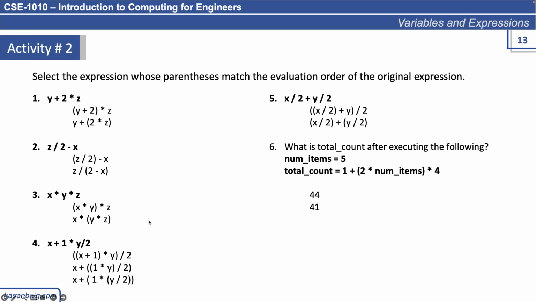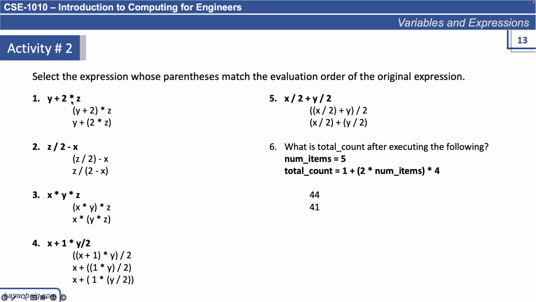Okay, so let's do a quick activity here. So in the first one, select the expression whose parentheses match the evaluation order of the original expression, which means we have to identify which of the two expressions actually clearly describes the execution of this statement.